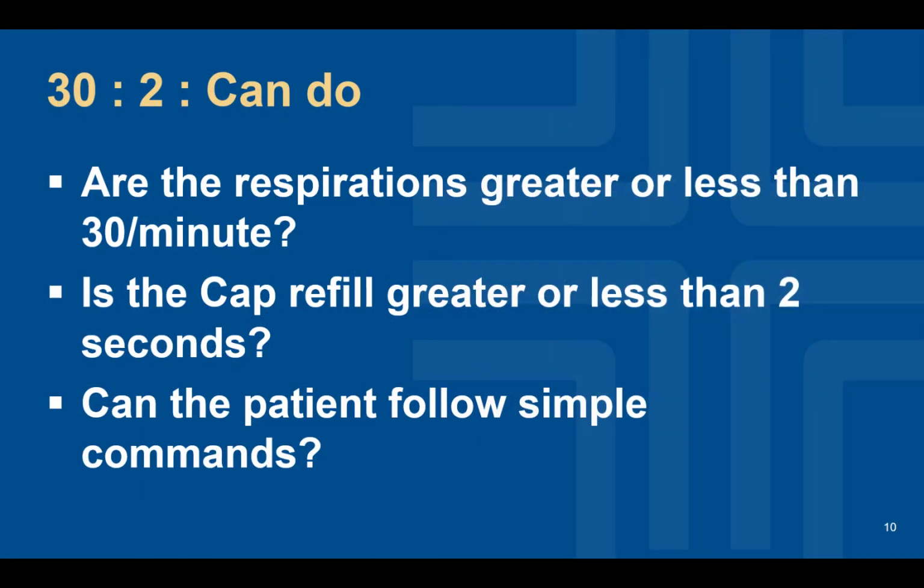So to recap, let's talk about our mnemonic, right? 32 can do is what we're looking for. RPM: respirations, pulse, and mentation. So the first one, are the respirations greater than or less than 30? It's going to move us through the algorithm. Is the capillary refill greater than or less than 2 seconds?